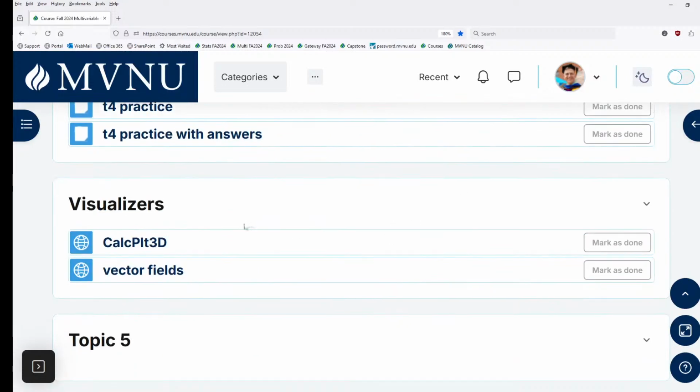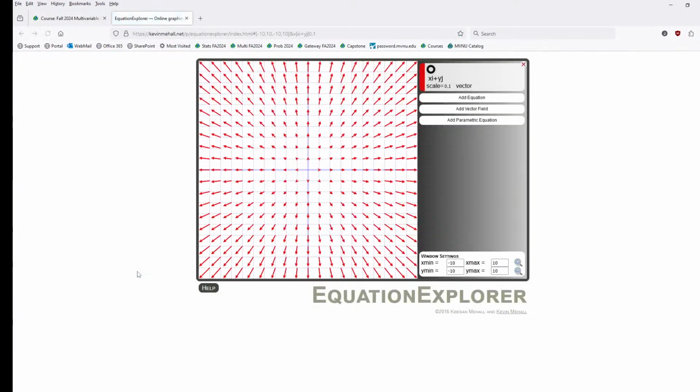Here it is. So you've got CalcPlot 3D and the vector field. So click on this vector fields thing. You don't have to do this right now, but I just want to make you aware that we have this thing that we can use, and it gives you nice pictures of vector fields. They're so nice that I use them when I make quizzes and tests. I just have this do it, and I get a screenshot.